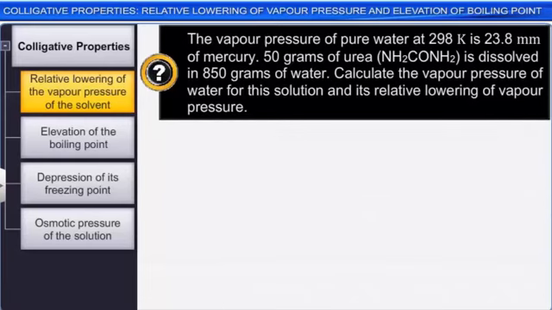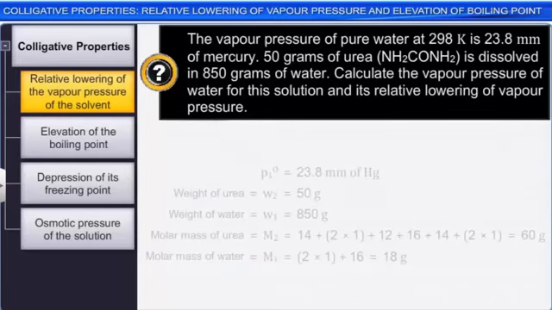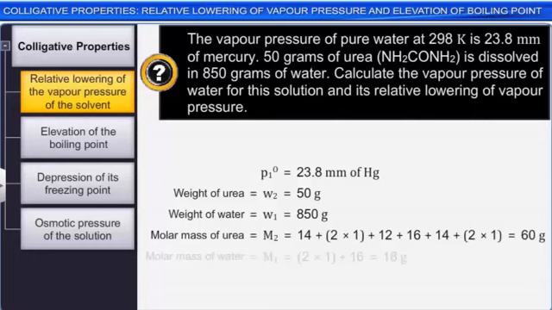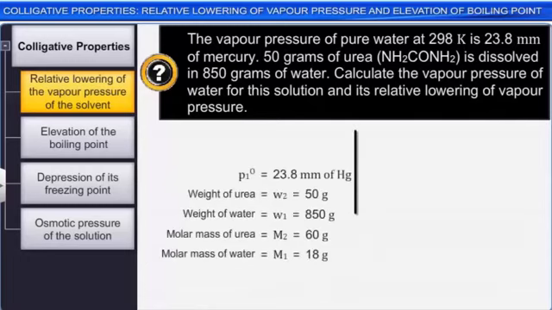The first step is to list the given variables. P1 naught is equal to 23.8 mm. Weight of urea, W2, is equal to 50 grams. Weight of water, W1, equal to 850 grams. Molar mass of urea, M2, is equal to 60 grams. Molar mass of water is equal to 18 grams. Now, according to Raoult's law, the vapor pressure of water for this solution is the product of the mole fraction of the water and the vapor pressure of pure water. Let us first calculate the mole fraction of water.